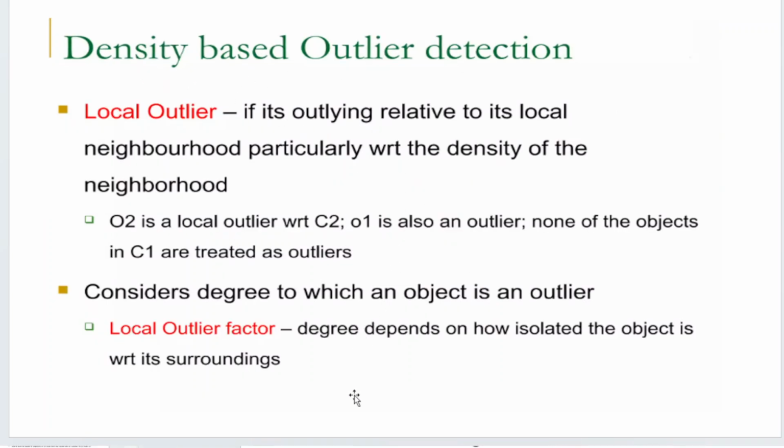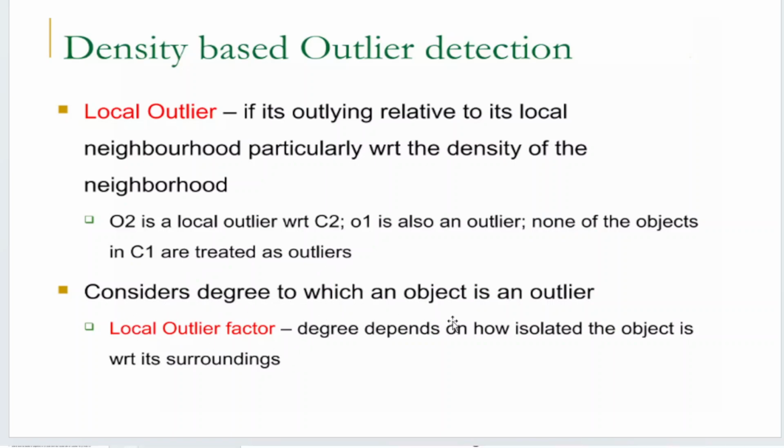In density based outlier detection, we have local outliers. What are local outliers? An object is outlying relative to its local neighborhood, particularly with respect to the density of the distribution. Suppose we consider O2 as a local outlier with respect to cluster 2. O1 is also an outlier. Why? Because both O1 and O2 lie outside the clusters, cluster 1 and cluster 2. So none of the objects in C1 are treated as outliers here.